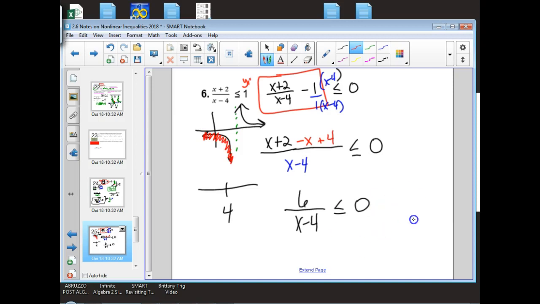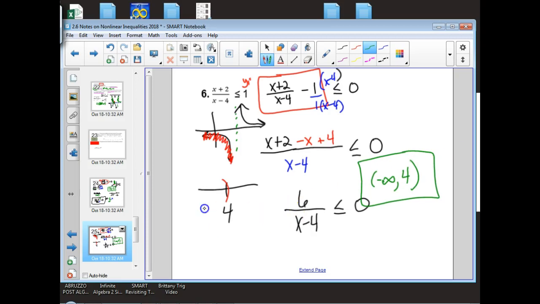So we're not going to be using any sort of brackets on this interval because it doesn't actually get to 0. This is a vertical asymptote, therefore you can never get to 4. So the interval for which it is negative would be from negative infinity to 4.